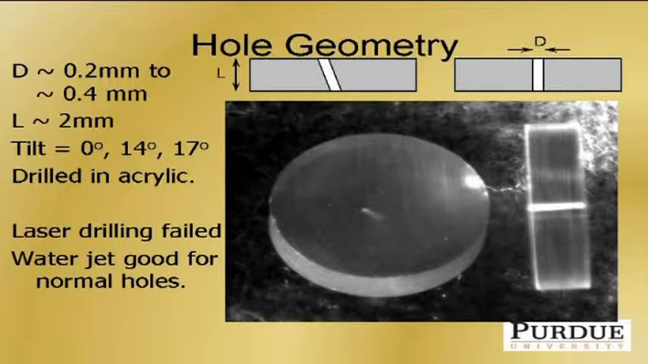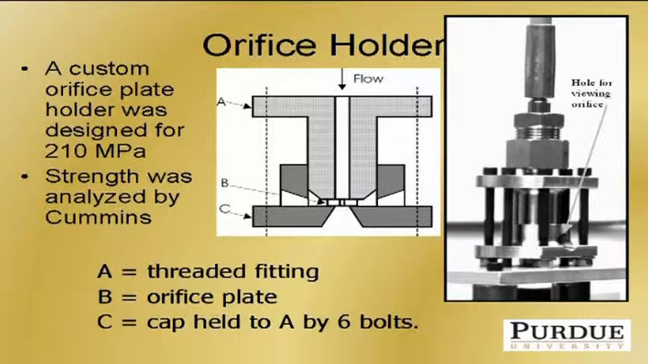Laser drilling failed. A lot of laser drilling companies back then told us they could do it, and nobody delivered. Water jet for the untilted holes was real nice, but for tilted holes, we were back to just plain drilling. Lots of coolant and drilling. So the orifice holder here, we were going up to 210 megapascals. Cummins helped us with the structural analysis. The orifice sits right down in here.